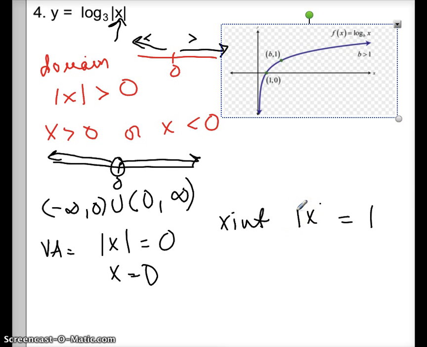So we would set absolute value of x equal to 1. How do we solve with absolute value equal to 1? Well, if you look again, tell me which values on this number line have an absolute value of 1. Remember, absolute value is distance from 0. I know that 1 is 1 unit from 0, and I know that negative 1 is 1 unit from 0. Or I know that the absolute value of 1 is 1. I know the absolute value of negative 1 is 1. So we would have two x-intercepts, one at negative 1 and another at positive 1.